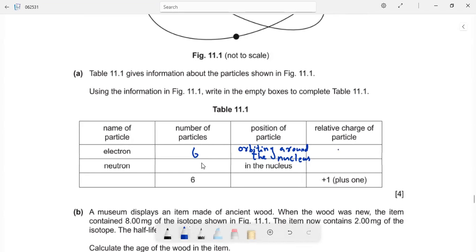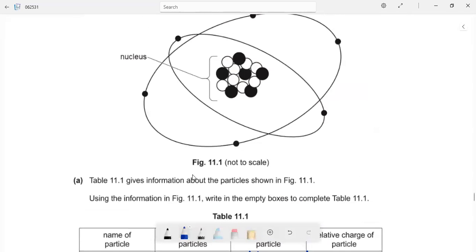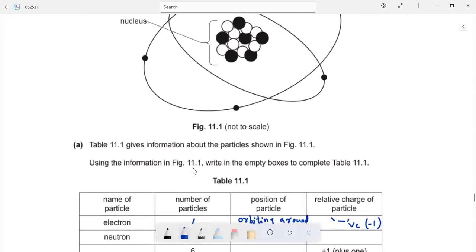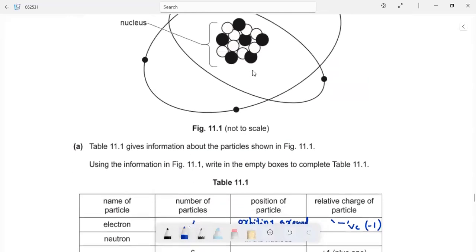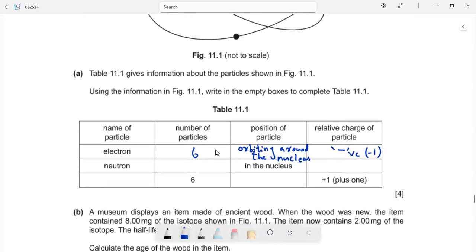So what is the charge of an electron? It is negative, or -1. Next, neutron. So how many neutrons are there? The neutron does not have any charge. 1, 2, 3, 4, 5, 6, 7, 8. So a total of 8 neutrons are there. They are inside the nucleus. It is neutral, it does not have any charge.